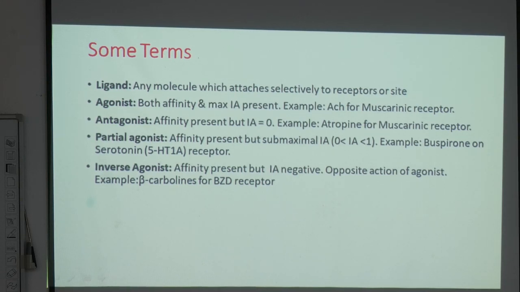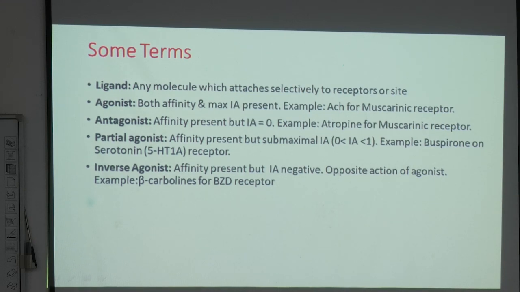A ligand is coming selectively and binding to that ion channel, in response to which the ion channel is opening and there is movement of the ions. So that is a ligand-gated ion channel. So a ligand is any molecule that binds selectively to the receptor site.